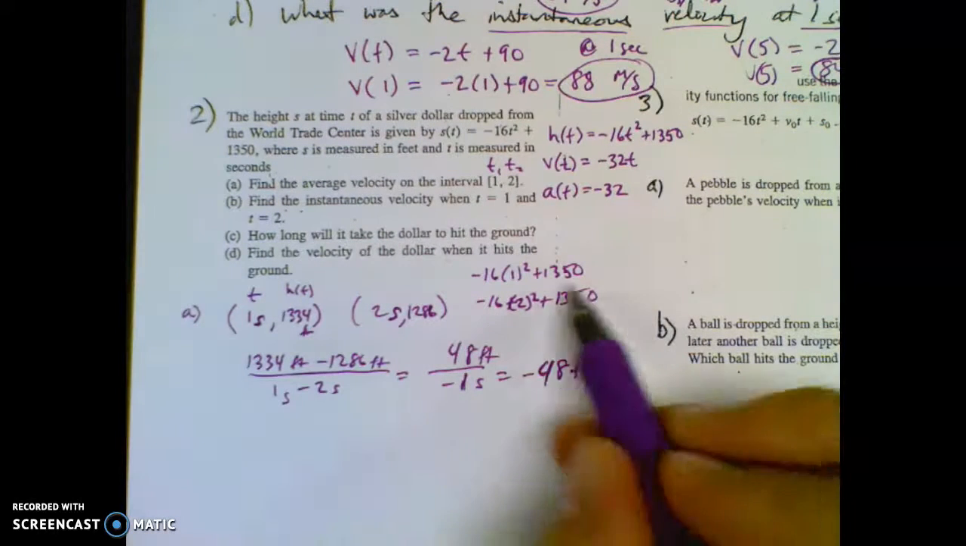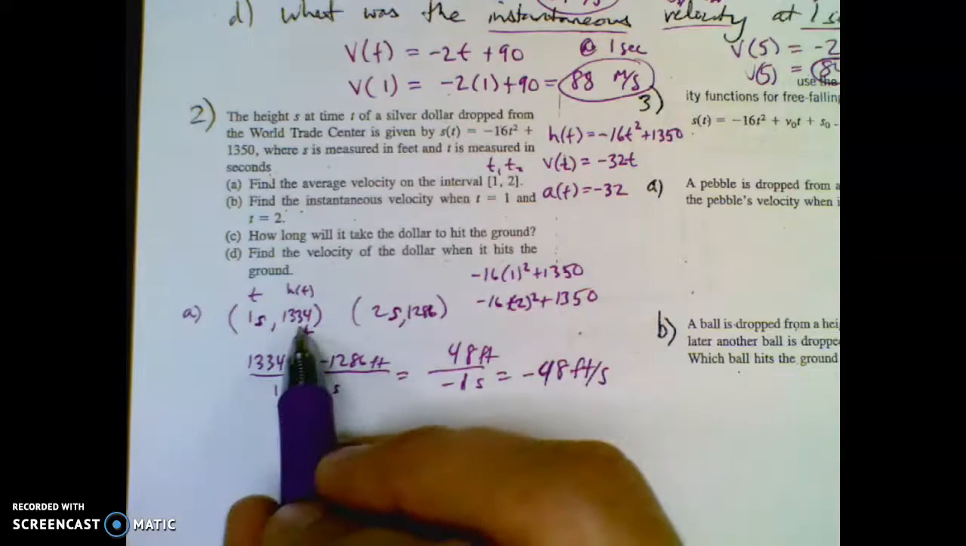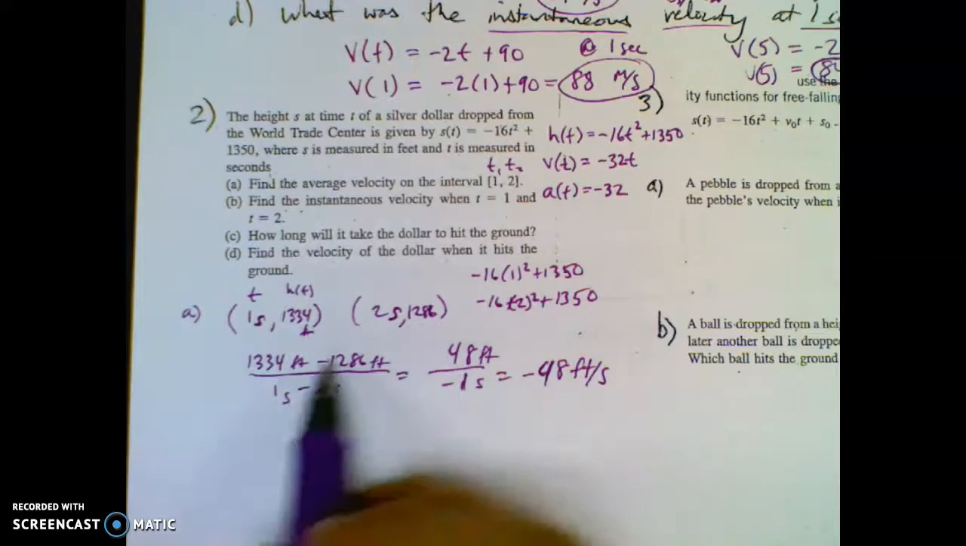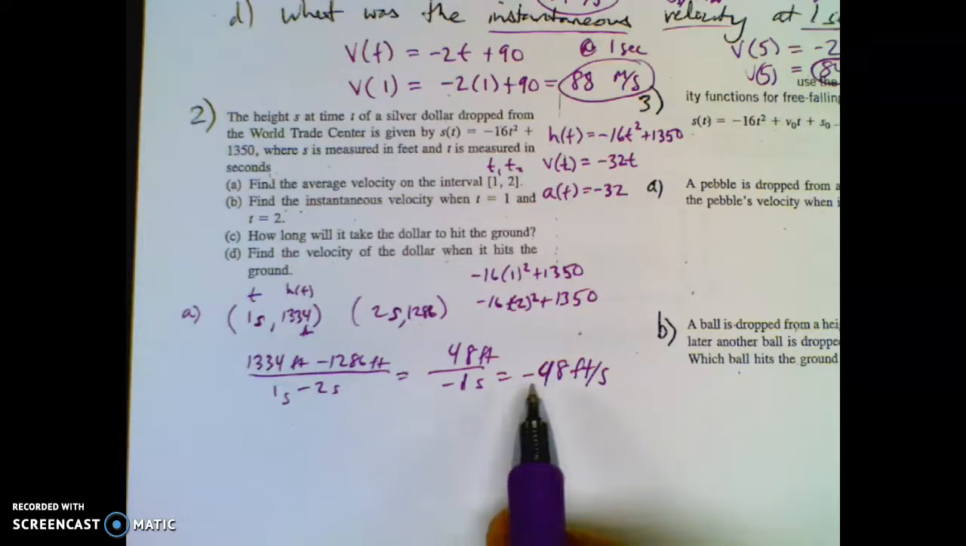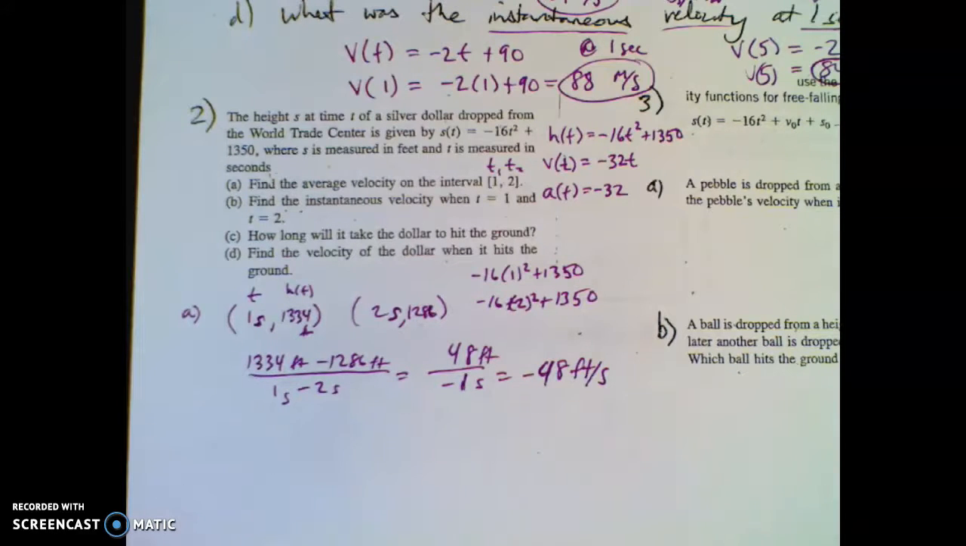All right, so I grabbed a calculator, did that, and I got 1334, did that, I got 1286. Then I did y minus y over x minus x, and I got a negative 48 feet per second. So that means it's falling down at a rate of 48 feet per second. That's what the negative is for.